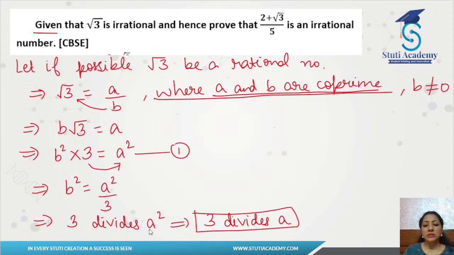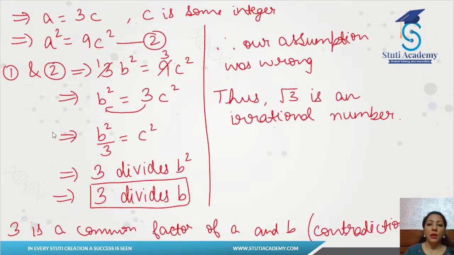Now if 3 divides A square, then 3 divides A also. So we've just started this. If we have a prime number P, if it divides A square, it is going to divide A also. In this case also 3 is a prime number. 3 divides A square, so 3 divides A also. Now if 3 divides A, we can say A is equal to 3C. A can be written as 3 times of some integer.